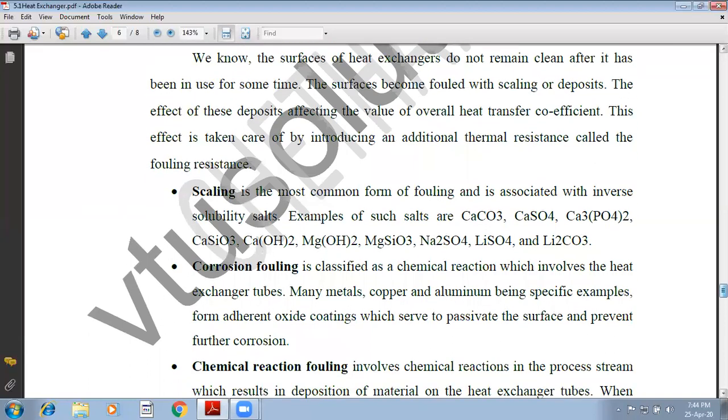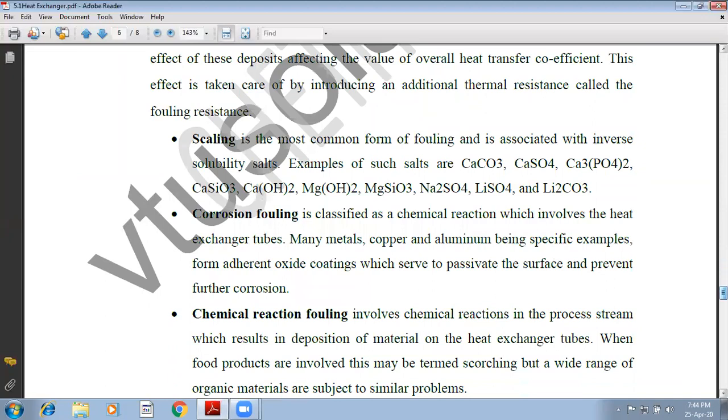We have corrosion fouling, we have chemical fouling. You can see the salts like CaCO3, CaSO4, Mg(OH)2, MgSiO3 will get adhered to the surface of the heat exchanger.